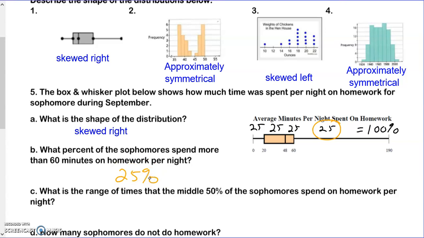What is the range of the times that the middle 50% of the sophomores spend on homework per night? So what I'm going to do is I need to find the range. So I'm taking this number and I'm going to minus this number. So 60 minus 20, which would equal 40 minutes.